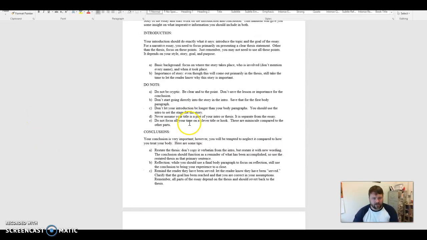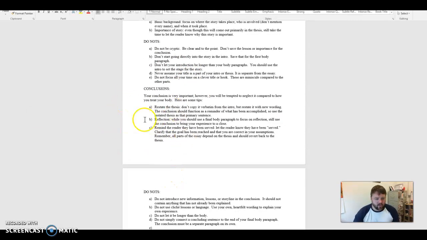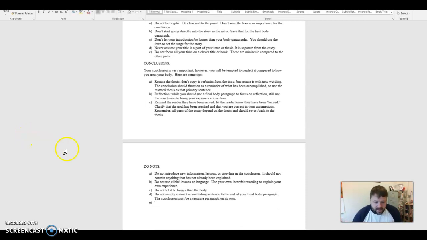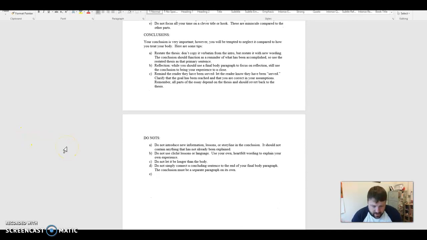Conclusions are very similar. You'll notice here, though, that what you want to do, there's restate your thesis, really focus more on that reflection, and bring a close to it. Let us know that you have completed your job, the reader's been served, and you've fulfilled your thesis contract. Okay. But the do nots. Here we go. Do not introduce new information or storyline in your conclusion. You're done. When you are done with your body, your story is done. No more. Don't bring anything else in.